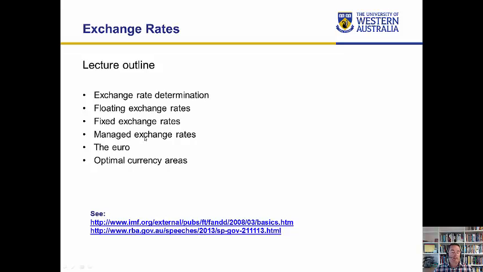And then next we've got 3 exchange rate systems: floating, fixed and managed. And just to give examples, floating, an example of that is Australia; fixed, an example is either China or Hong Kong; and managed, Singapore is a good example.